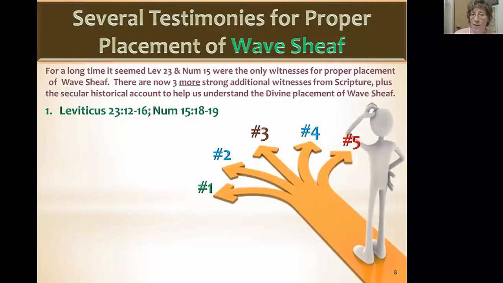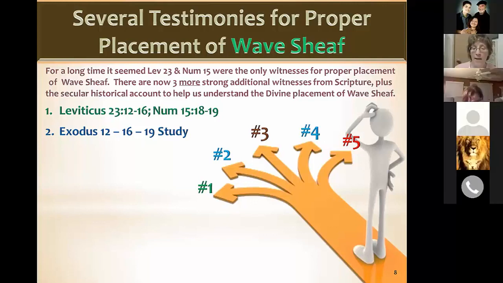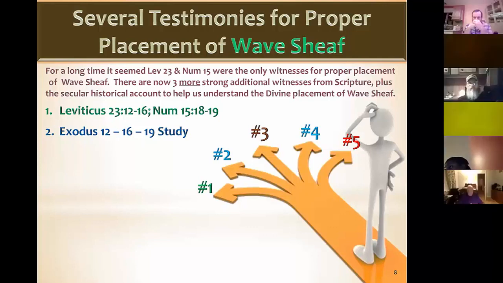So Leviticus 23 and Numbers 15 are really important. Those are extremely important Torah verses. There is another study that uses Exodus 12, the Passover, and Exodus 16, the quail and manna, and Exodus 19, the few days before Pentecost at Mount Sinai. That study also tells you when to place first fruits or wave sheaf. We're not looking at that part tonight.